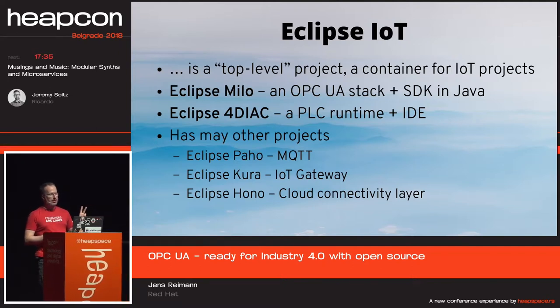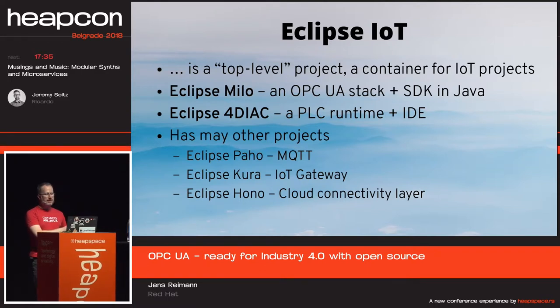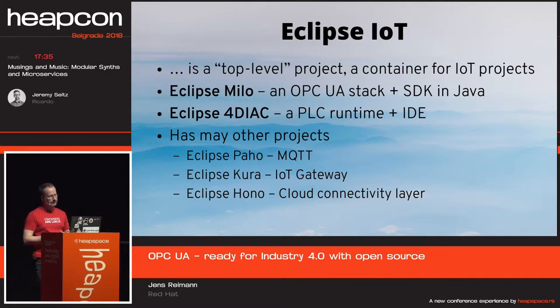Two important projects there, which we will see in a few minutes, is Eclipse Milo. Milo is an OPC UA stack and SDK written in Java. What is the difference between stack and SDK? The stack is more the communication part, this is the OPC UA binary part. And the SDK is more like a set of ready-to-use functions based on top of that.